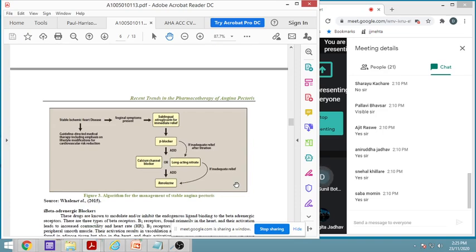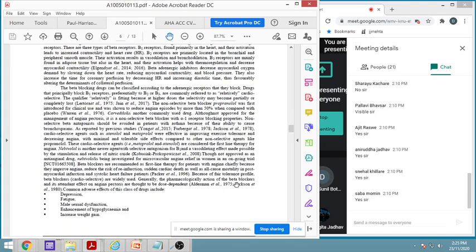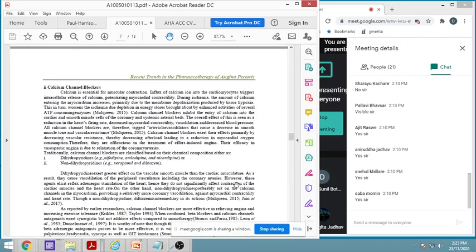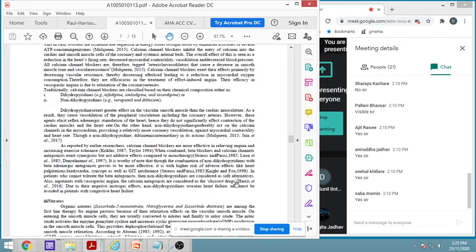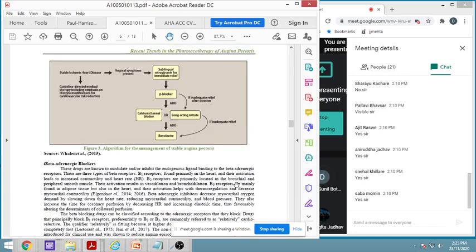Beta blocker, then the second one is calcium channel blocker, and the third one is the nitrates. These are the most common treatments. So whenever there is stable ischemic disease, our guidelines will ask you to go for diagnostics and confirm which kind of angina it is, whether it is stable or unstable, whether it is microvascular or it is a Prinzmetal's angina.